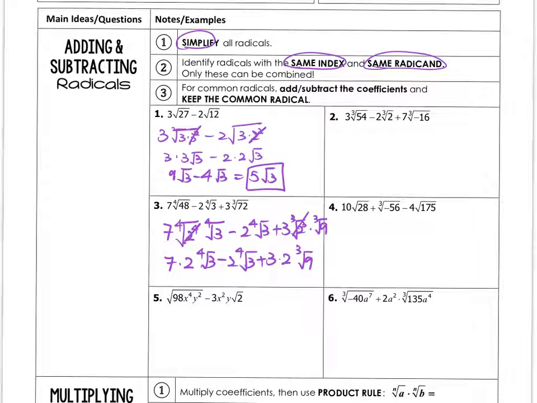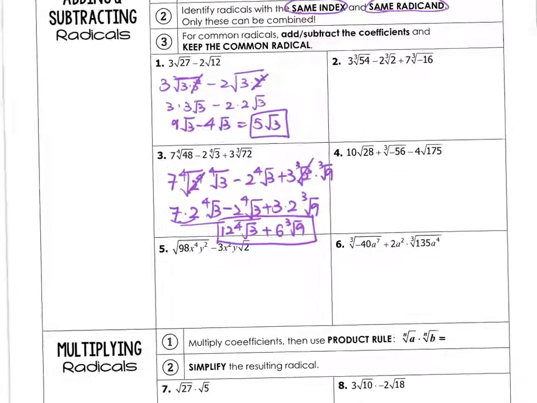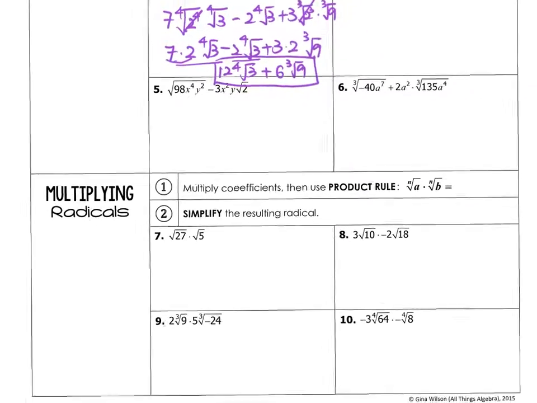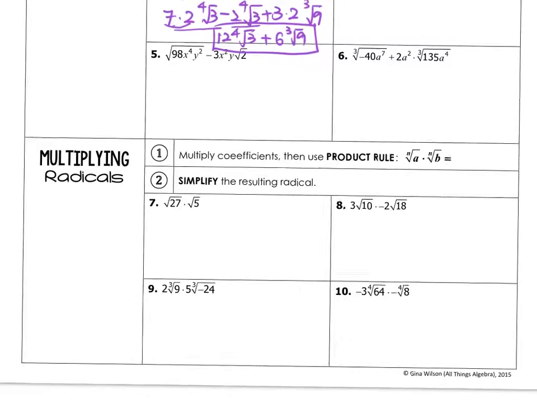So I know that this is 14. 14 minus 2. So this and this can be combined. I should have 12 4th root of 3 plus then 6 cube root of 9. That's my final answer there. Okay, so this part is a little bit tedious and cumbersome, but you need to stick with it. Make sure that you have enough practice and then keep going at it.